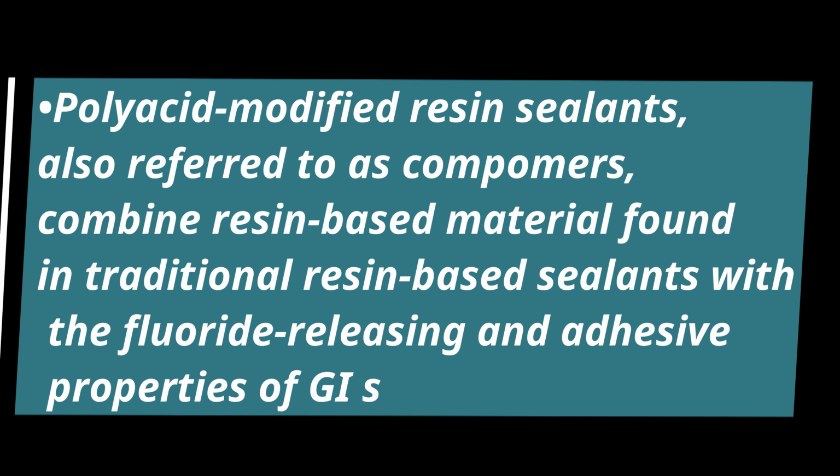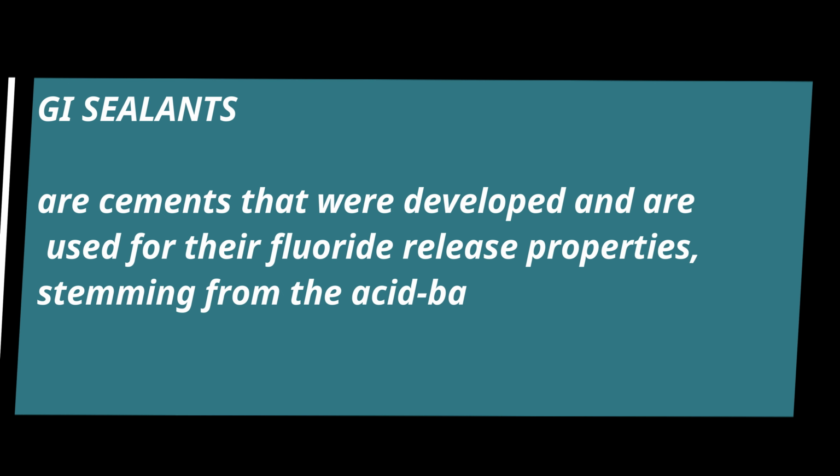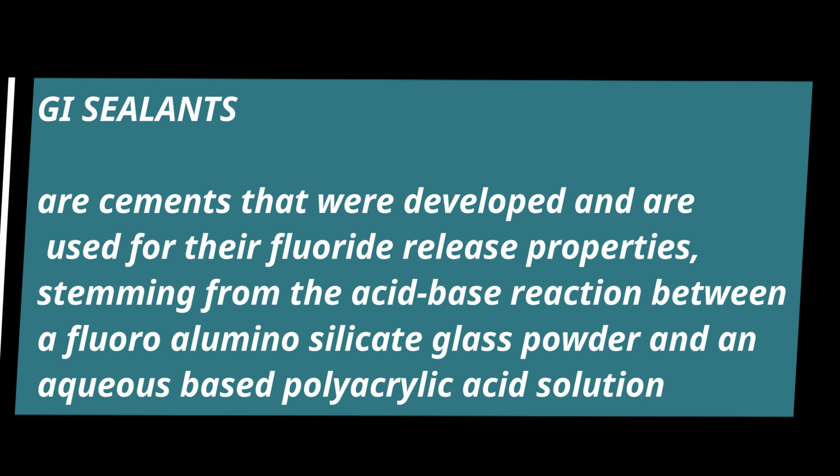And next is the polyacid-modified resin sealants, also referred to as compomers. They combine the resin-based material found in traditional resin-based sealants with the fluoride-releasing and adhesive properties of GI sealants. And next is the GI sealants, which are cements that were developed and are used for their fluoride release properties stemming from the acid-base reaction between a fluoroaluminosilicate glass powder and an aqueous-based polyacrylic acid solution.